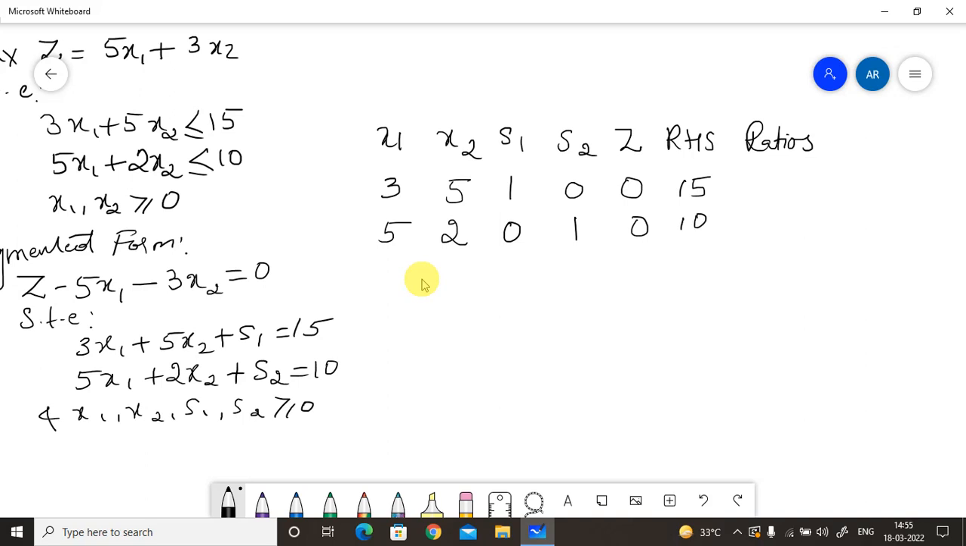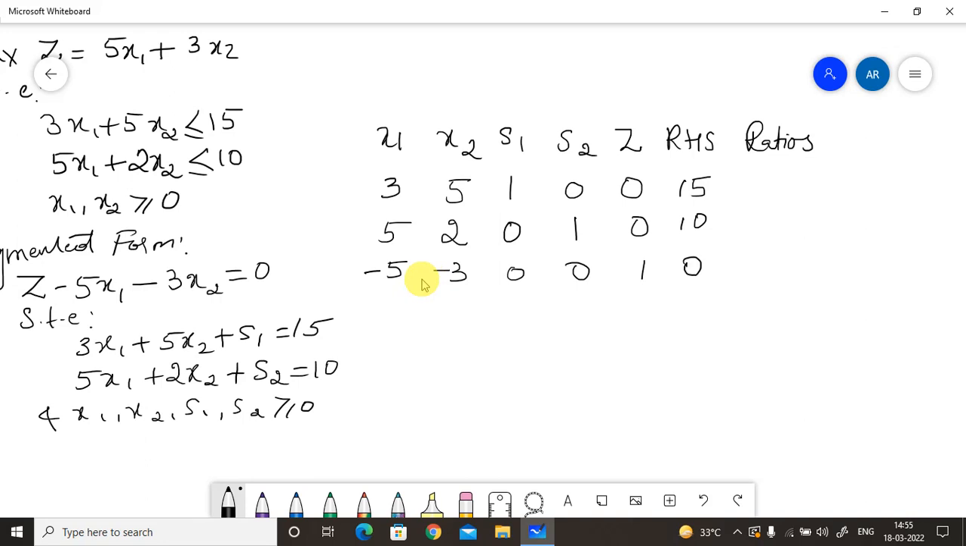After that we have the z row. So the z row we will write as it is: minus 5, and we have minus 3, then we have no slack variables, so s1 and s2 become 0, and z is 1, and RHS is also 0, right?